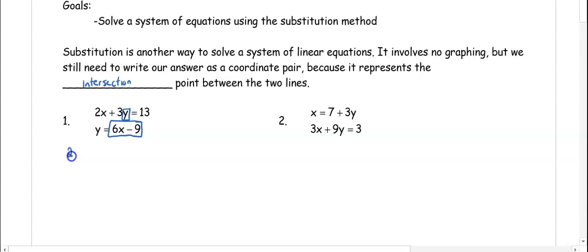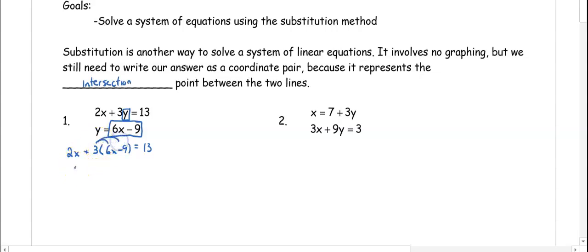So when we substitute, we rewrite everything the same. When we get to the variable we're replacing, though, we put parentheses with our new part of the equation. So 2x plus 3(6x minus 9) equals 13. Now we know we substitute correctly when there's only one type of variable in the equation. So in this case, we only have x's. So now we can solve for x.